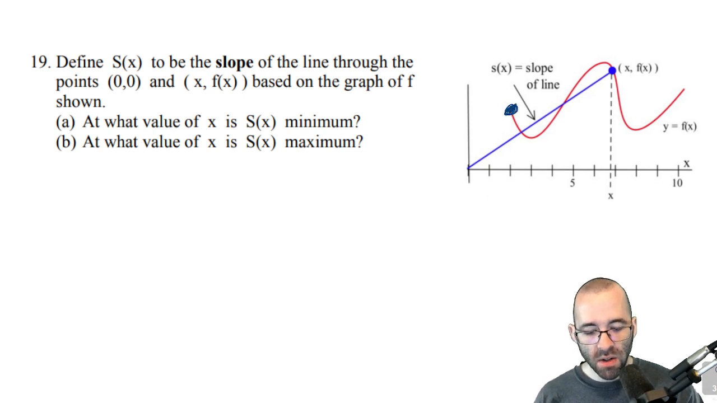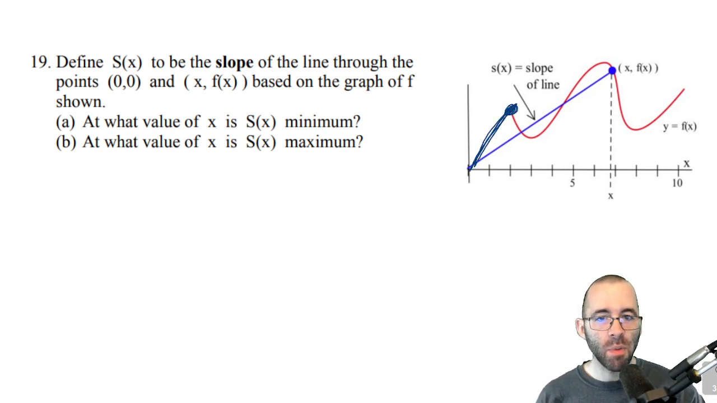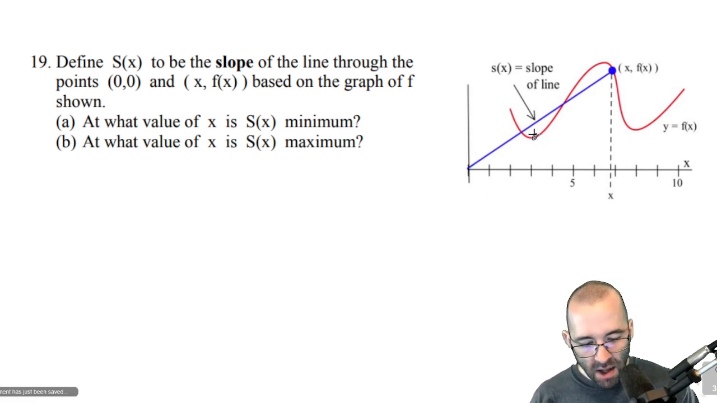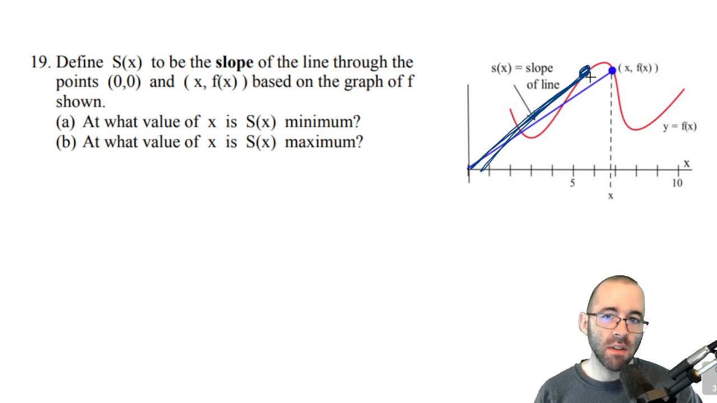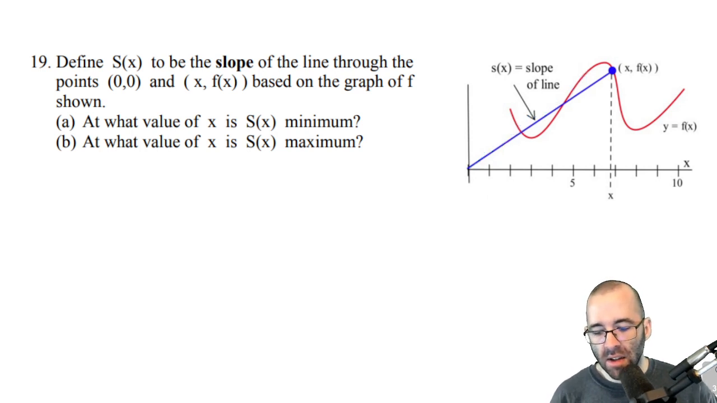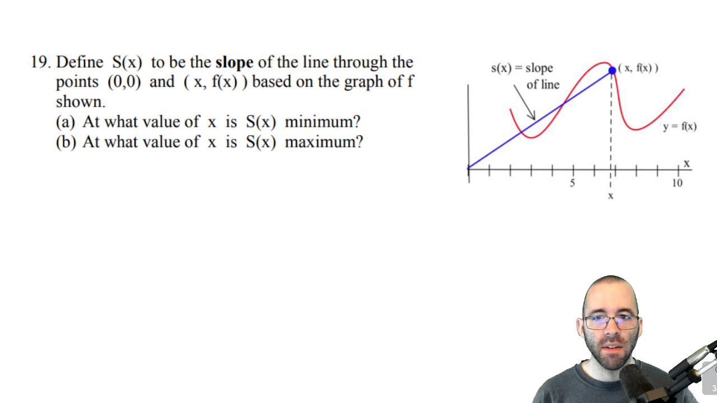So s of 2 will be the slope of this line. The slope of this line is s of 2. S of 3 will be the slope of this line. S of 5 will be the slope of this line. Okay? So at what value of x is s of x minimum? Where is that slope going to be minimum? Not the slope of the function, but the slope of this blue line.